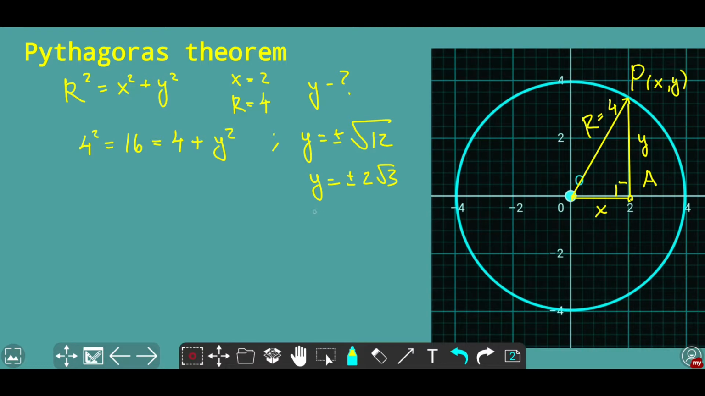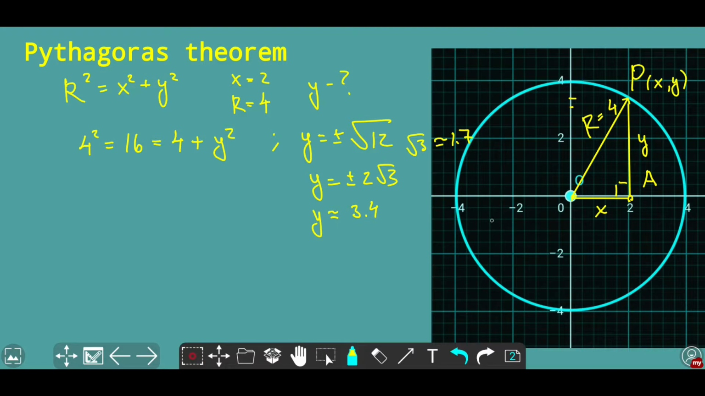Okay, so let's estimate. The square root of 3 is around 1.7. So if we multiply by 2, we'll get 3.4. And we take the positive value. And this is exactly the same, because my estimation is pretty nice and very close to the true value. If you want to calculate the precise value, you need to take a calculator and do that.